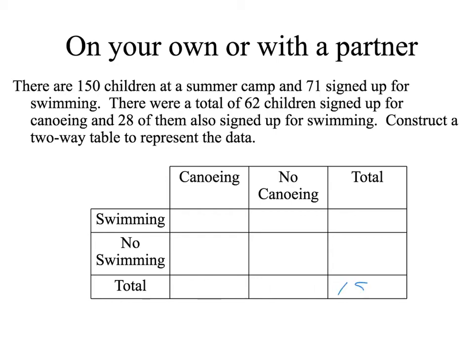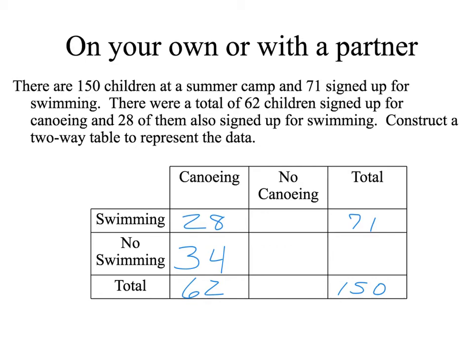So 150 total kids at summer camp. 71 signed up for swimming. 62 signed up for canoeing. And 28 of them also signed up for swimming. So that's going to give me a 34 there. So 34 went canoeing but did not go swimming.